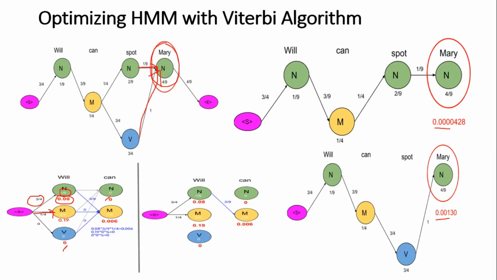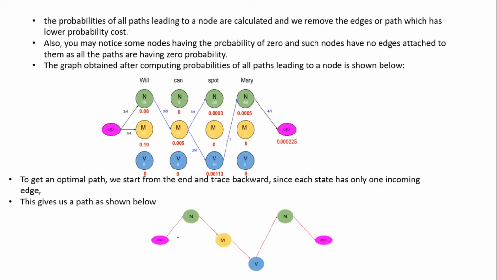Similarly, you can see this node is having probability 0 and such nodes have no edges attached to them. So if you observe, as this node is having probability 0, we remove the edge here. So there is no edge, right? And also this is having probability 0, so you can remove this edge also. So the representation will be like this now. So there won't be any outgoing or incoming edge for the node which is having probability value 0. So the graph which is obtained after computing probabilities will be like this.